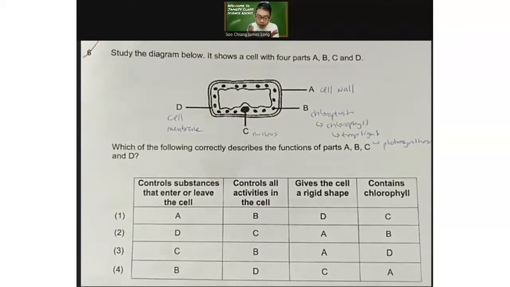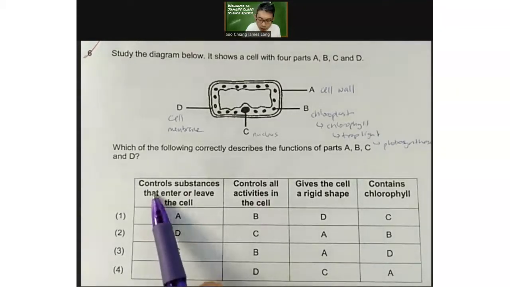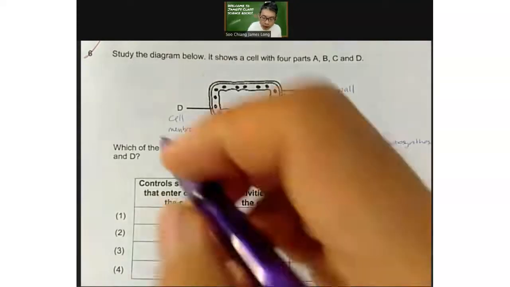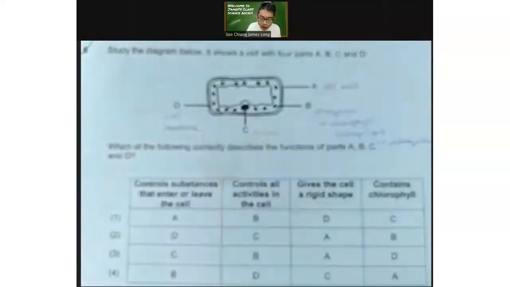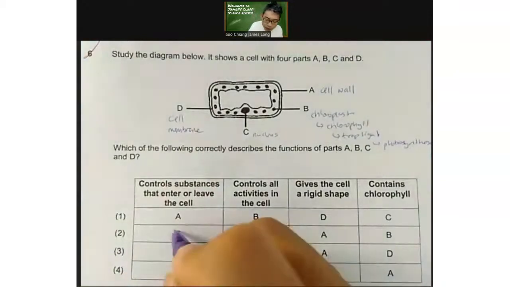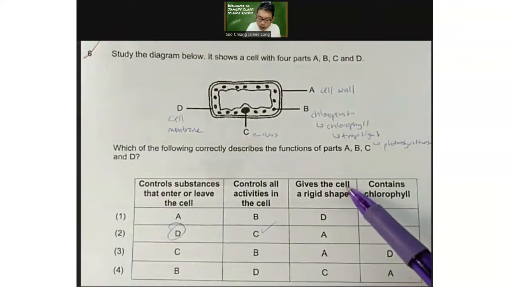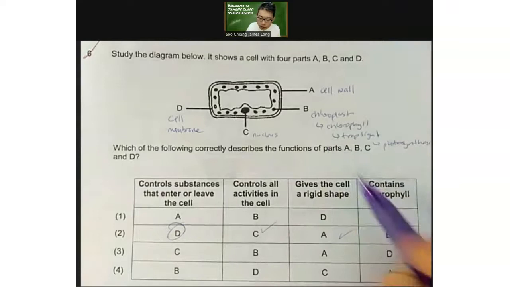I just verbally said it already. Control movement of substances. So cell membrane controls movement of substances in and out of the cell. So that will be D. Okay? I think we already have our answer. Alright, that's D. But just to be very sure, control activity is C. Give the cell the rigid shape, that will be A. Contain chlorophyll, right here, that is B.